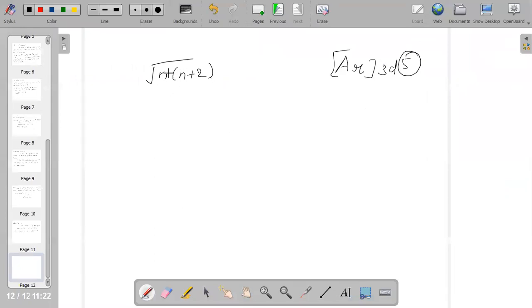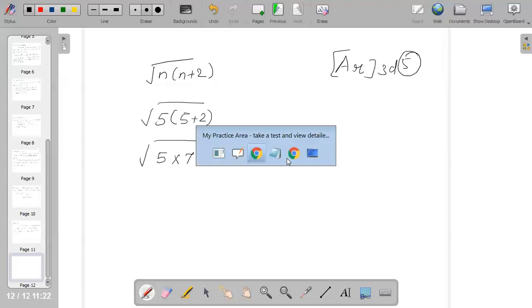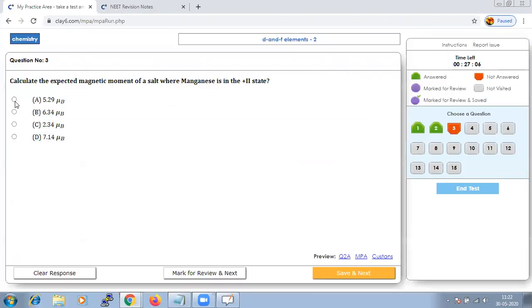So we can substitute in place of n the 5, root of 5 into 5 plus 2. So it becomes root of 5 into 7, which if you solve it out, root of 35 we will get, it is around 5.29. So the option should be 5.29, option A. Let us save that and go to next.